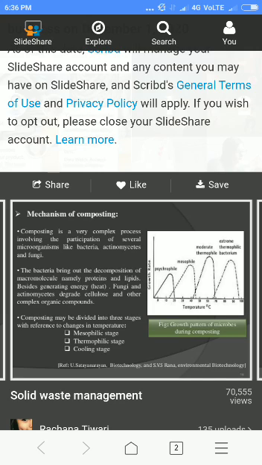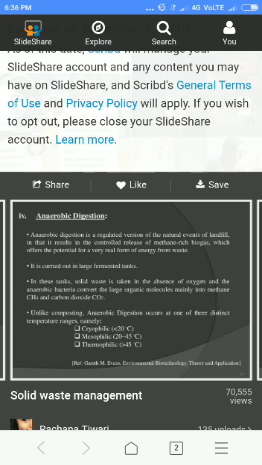Here, composting is divided into 3 stages with reference to change in temperature. Mesophilic stage, then second is the thermophilic stage, and the cooling phase. That is on the basis of change in temperature.